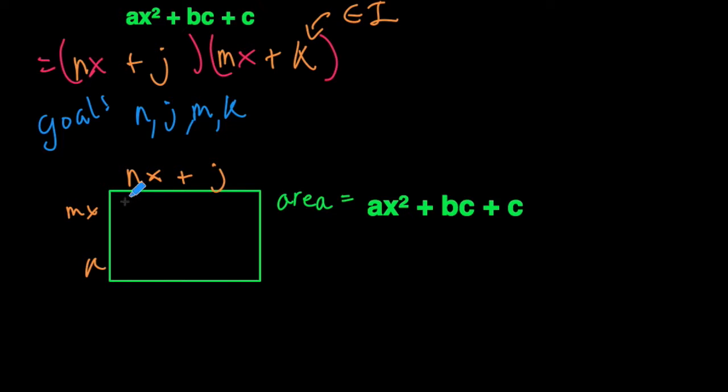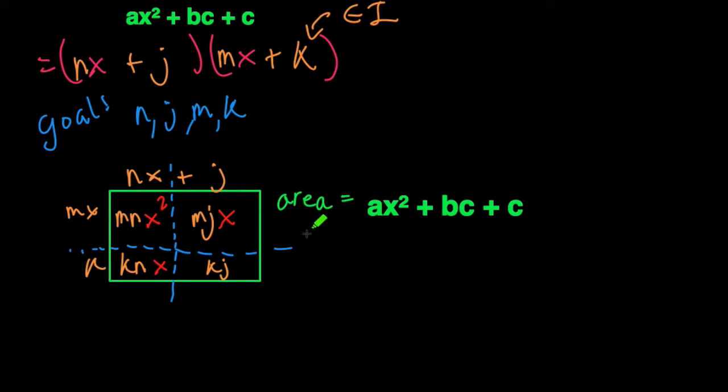And maybe this length here corresponds to nx, and this length here corresponds to mx. So I can make some divisions in my rectangle, maybe down here and down here. And following this through, this rectangle here will have an area of m times n times our x squared, x times x. And this guy here will have an area of mj times x. Here, k, n times x. And this one will be k times j.